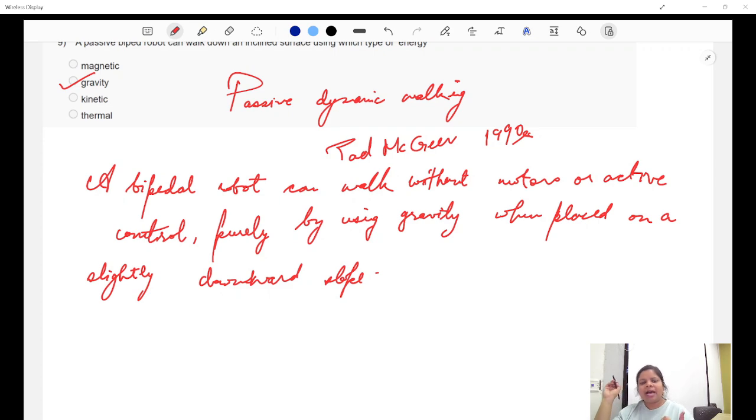So there are no actuators needed, there is no energy input, it is just a clever mechanical design, and the robot uses gravitational potential energy. It loses this while descending to power its walking motion, right? So it converts that potential energy into kinetic energy in a natural rhythmic way. Basically the gravitational potential energy is being converted to kinetic energy, very similar to how a pendulum swings. That is why gravity is the correct answer.